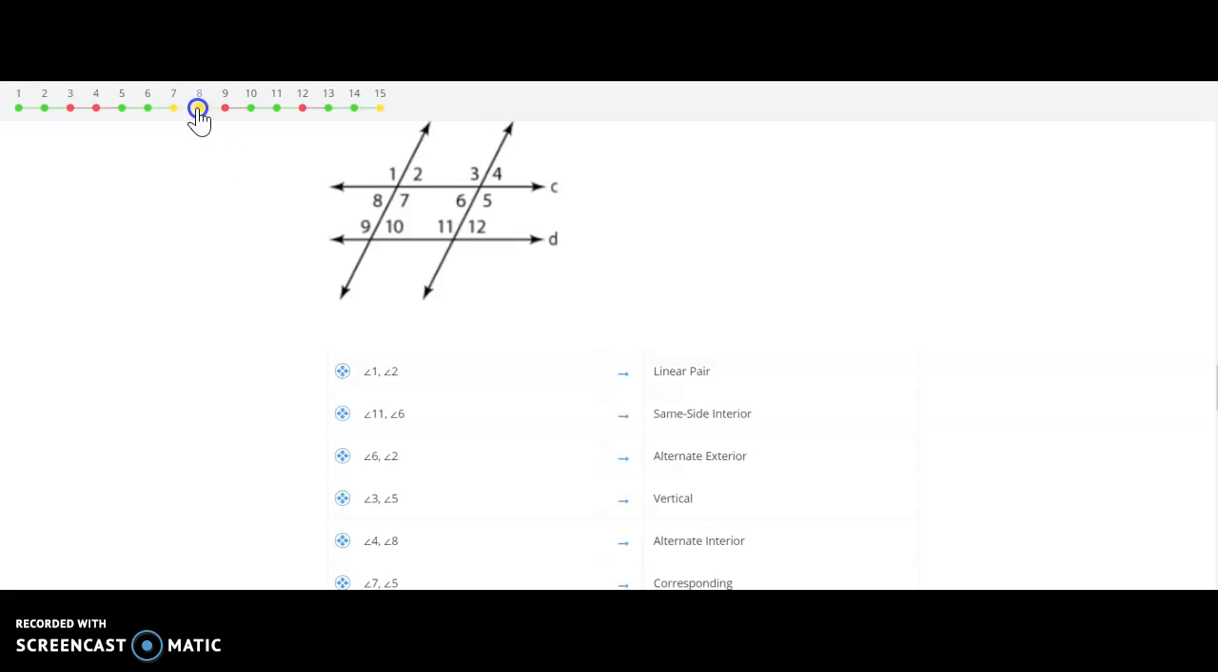Now I look at, it's actually a little bit different color. Okay. What's angle 1 and 2 here? That's a linear pair. 11 and 6 is same side interior, so I had those two mixed up. 6 and 2, are those alternate exterior? Oh no, those would be alternate interior. So we get the idea. So I just had a few mixed up, and now I've got it correct.